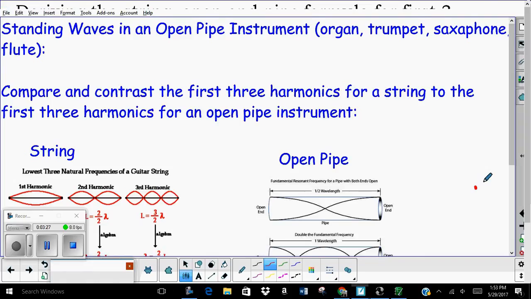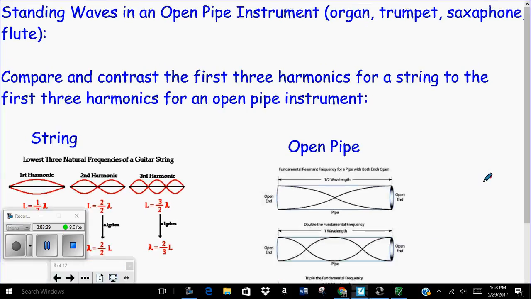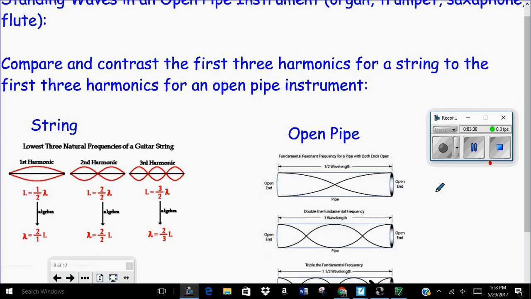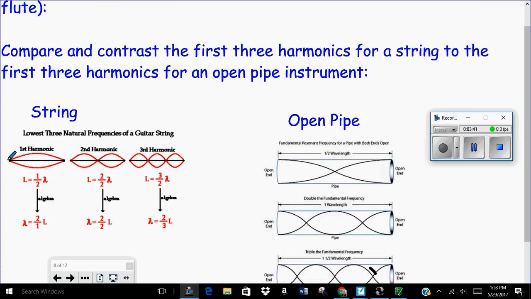So now what if we've got an instrument that's an open pipe, such as an organ, trumpet, saxophone, or flute? The same thing applies here. If you notice, on a stringed instrument, the first harmonic is half a wavelength. Well, on an open pipe, it's also half a wavelength long. It's just reversed from the string instrument. Whereas a string has 2 nodes and an antinode, an open pipe is just the reverse of that: 2 antinodes and a node in the center. And that's because on open ends, you can't form a node.